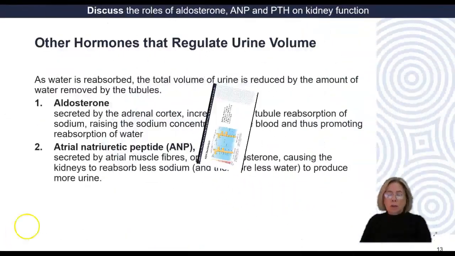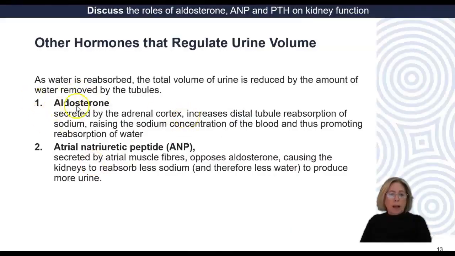Of course, other hormones that regulate urine volume include aldosterone and atrial natriuretic peptide. And these are those two antagonistic hormones that have opposite effects on sodium reabsorption. So as water is reabsorbed, the total volume of urine is reduced by the amount of water removed by the tubules, right? Aldosterone is that steroid hormone secreted by the adrenal cortex.